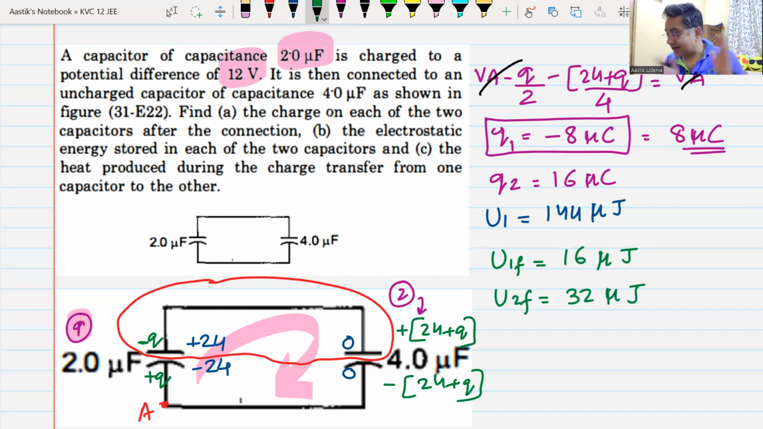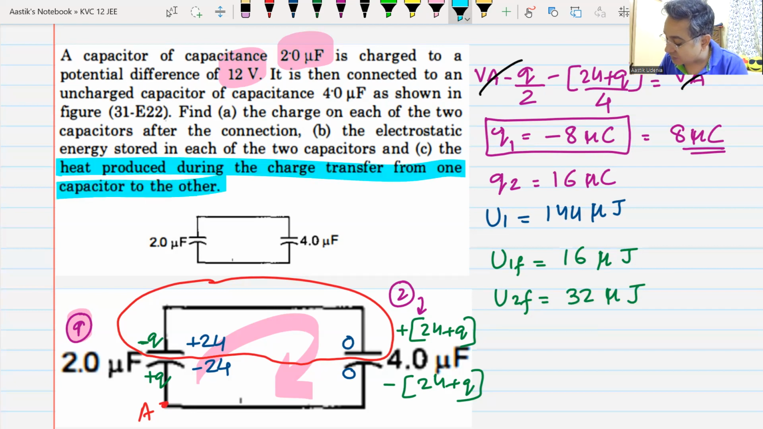So that is the answer for part B, the final energy, the green ones. One more thing is remaining in this question, and that is to find out the heat produced. Can anyone tell me how much is the heat produced? I can't expect you to get me that answer. If you can't find out the energy, you cannot find out the heat. There's no way you can find it out. So let me help you out with that answer.